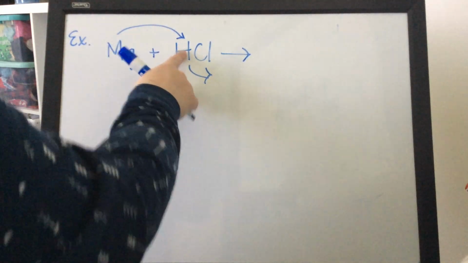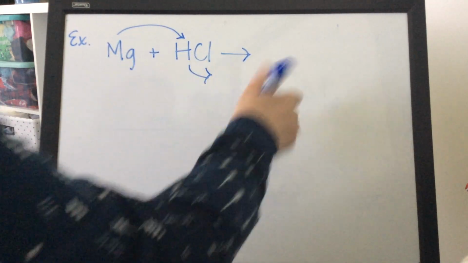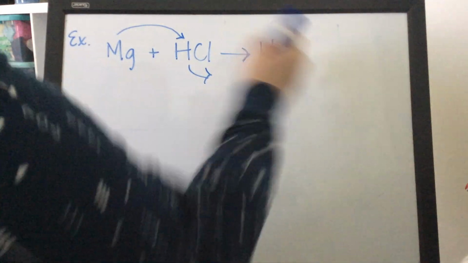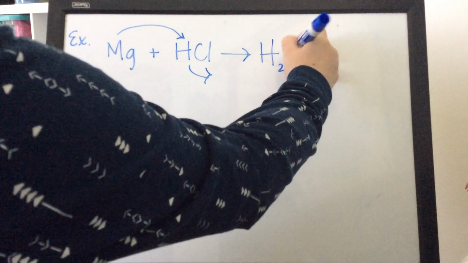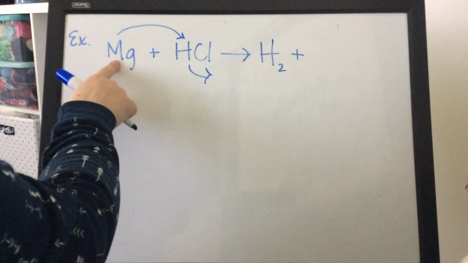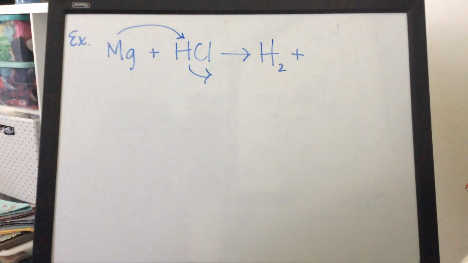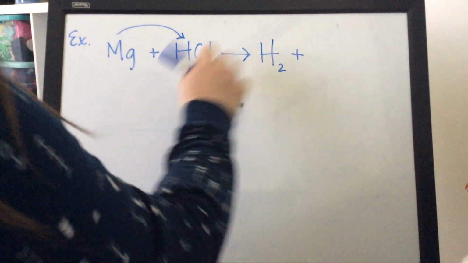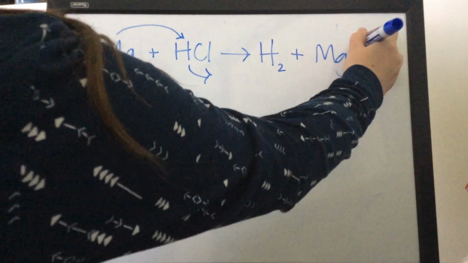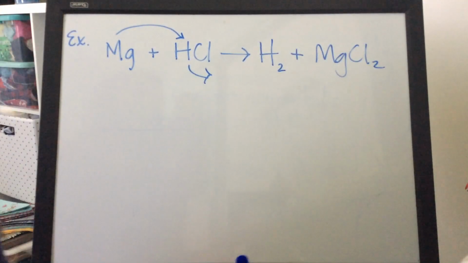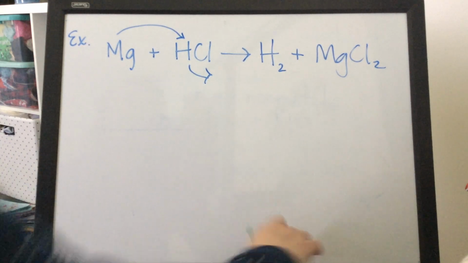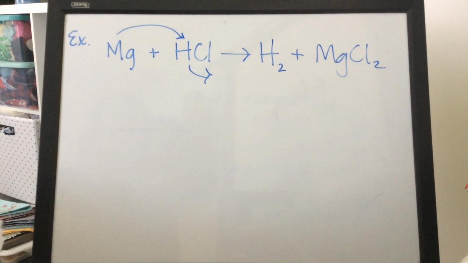Magnesium comes in, kicks out hydrogen. Hydrogen's now by himself. Remember, solo at the dance, except actually hydrogen's a diatomic, so it's H2. And then who gets together? Well, the magnesium is going to get together with the chlorine. We have to be careful with our charges. Magnesium's +2, chlorine's -1. And so my formula should be MgCl2.